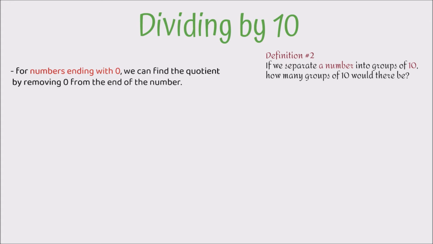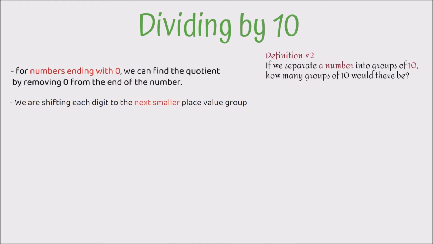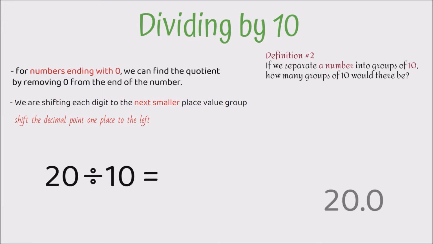Dividing a number by 10 means shifting each digit to the next smaller place value group, which can be seen by moving the decimal point one space to the left. So again, if we start with 20 and write it as a decimal, then by shifting the decimal point one space to the left, we get 2, and 2 tens has now become 2 ones.